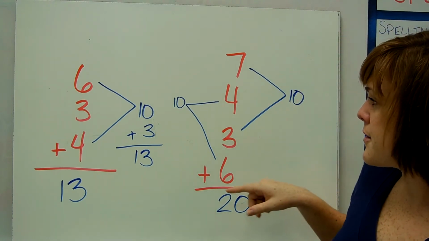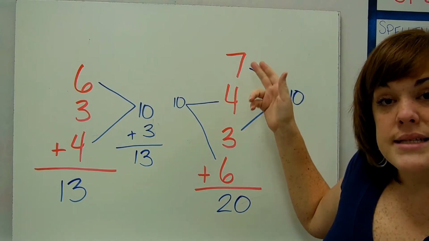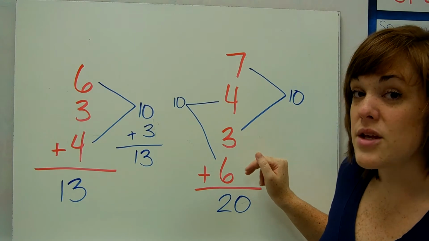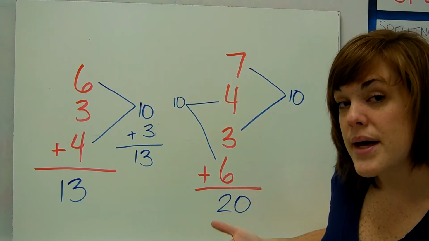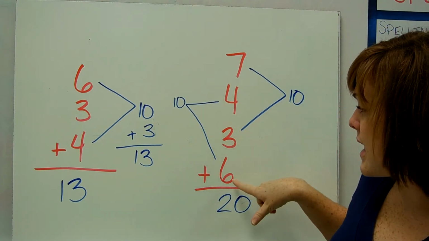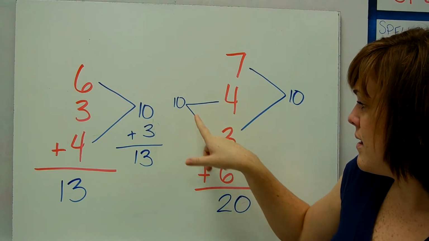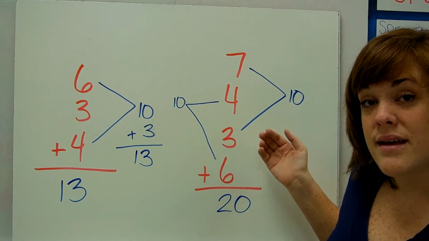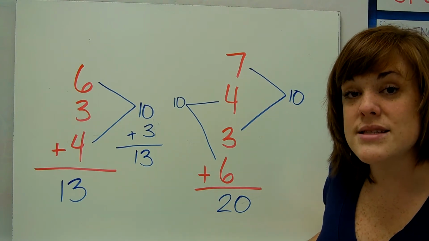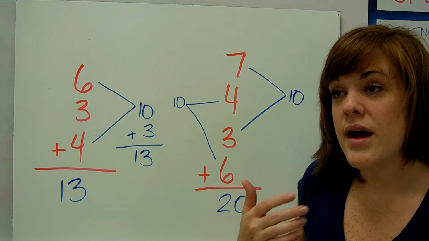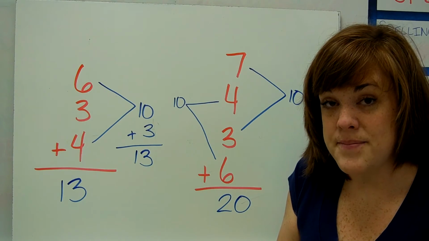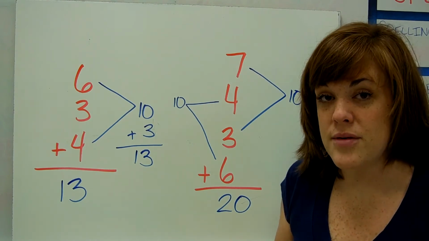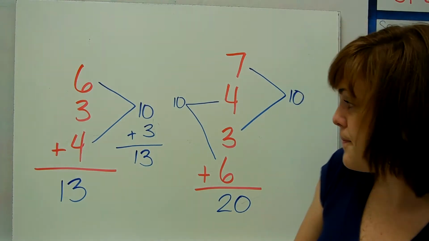The other one we have here, I could again start at the top and go 7 plus 4 plus 3 plus 6, and you would get the same answer. But if I look for my tens, I know 6 plus 4 is 10, and I know 7 plus 3 is also 10, and then I just have 10 plus 10, and that's 20. So if you have a lot of digits to add, try looking for your tens and using the commutative property to make that easier.